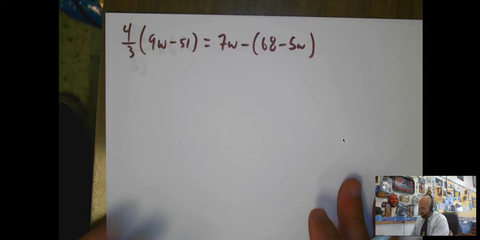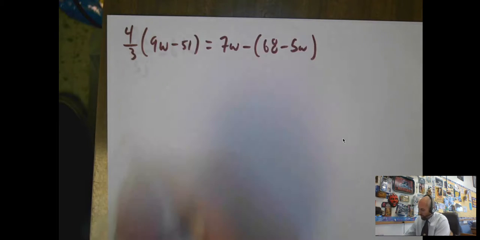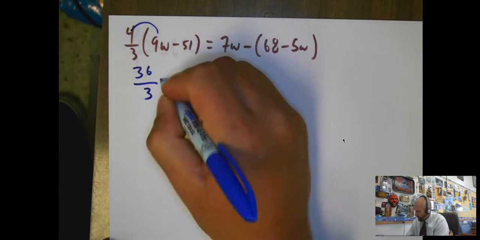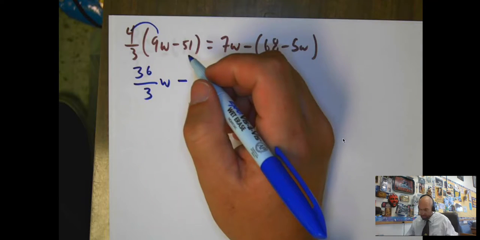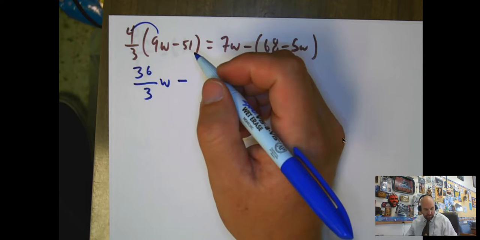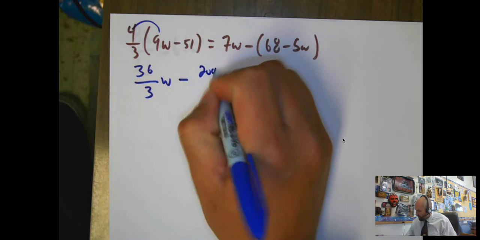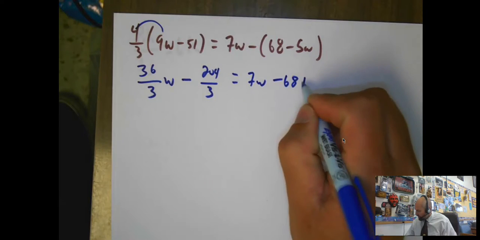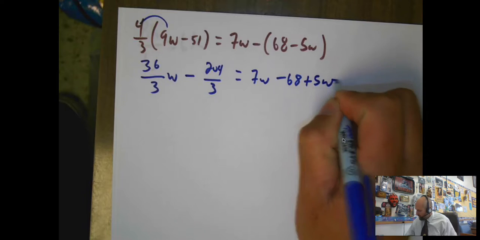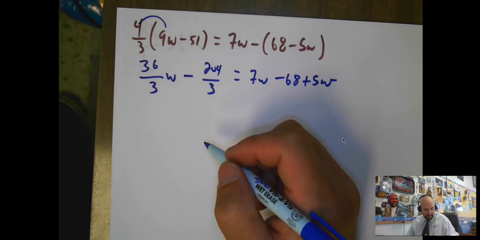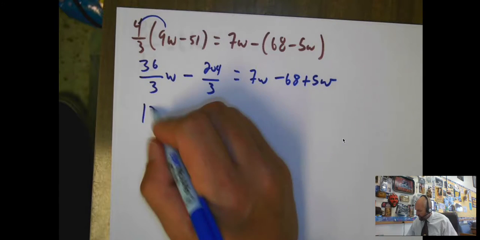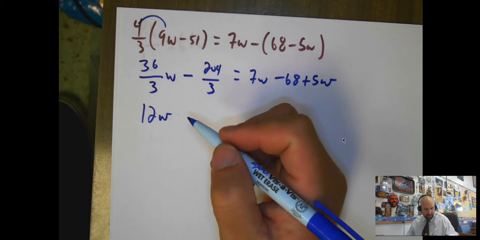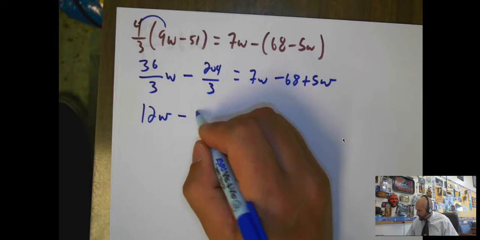This one, same thing, you have distribution. So distribute this. This is 36 over 3w minus 204 over 3 equals 7w minus 68 plus 5w. So 36 over 3 reduces to 12, so that's 12w. And what's 204? Does 3 go into it? So that's 12w minus 68.